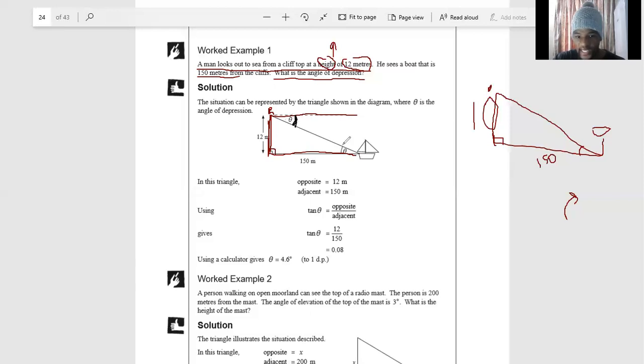Why is this angle and this angle the same? Because if we were to join this, we would have what? A rectangle. And we know that in the rectangle, these lines are parallel. And when we have parallel lines, we dealt with that in analytical trigonometry.